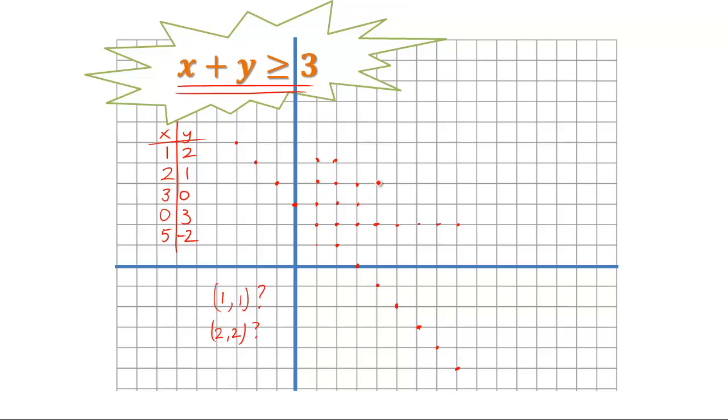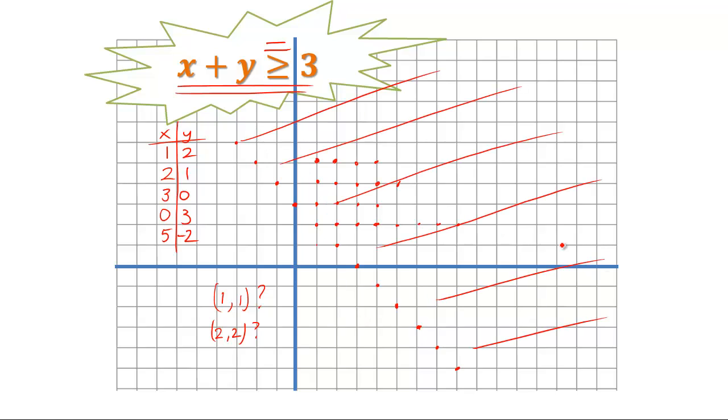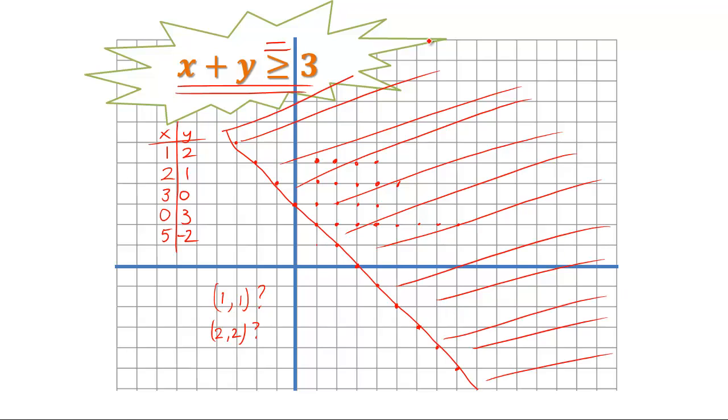So you'll soon realize that all you need to do with these questions is first find the boundary, the equal sign, and then decide which side do I shade. And in this case, it'll be everything on this line and outside of it in this direction.